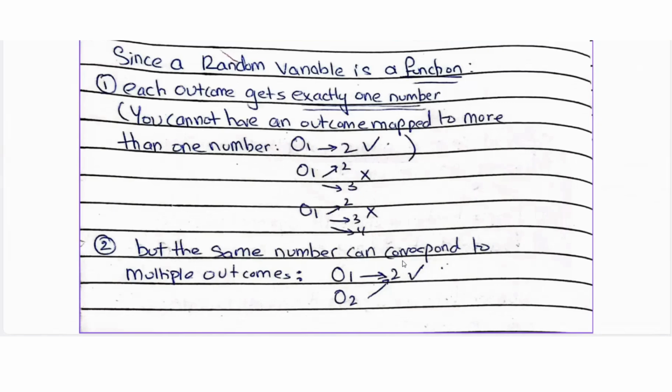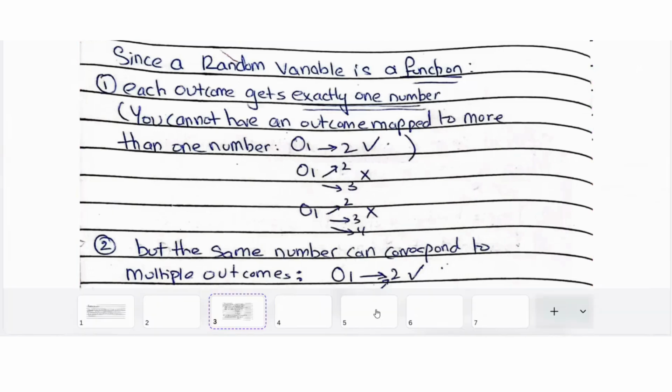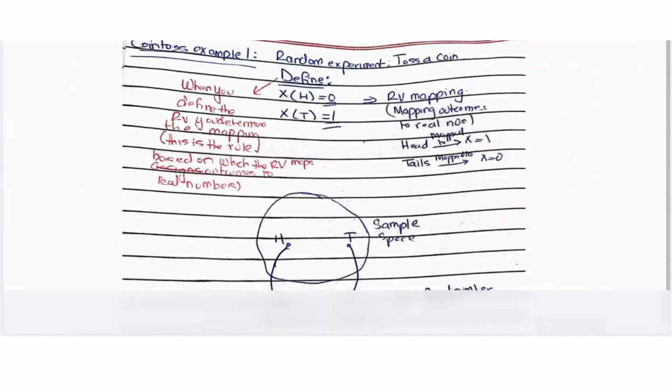But the same number can correspond to multiple outcomes. So it could be that both outcome one and outcome two correspond to number two. That's fine, right? So the thing to keep in mind is that since a random variable is a function, each outcome gets mapped to exactly one number, although it is possible that two outcomes can correspond to the same number. That's not a problem, but corresponding to each outcome you should have exactly one number that it is being mapped to. Now let's look at examples to understand this.